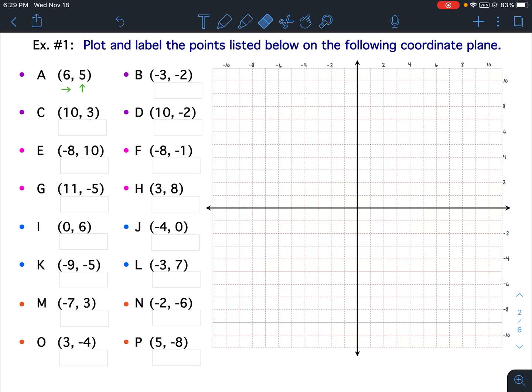The coordinate plane, Pre-6 lesson notes. Example number 1. It says to plot and label the points listed below on the following coordinate plane.